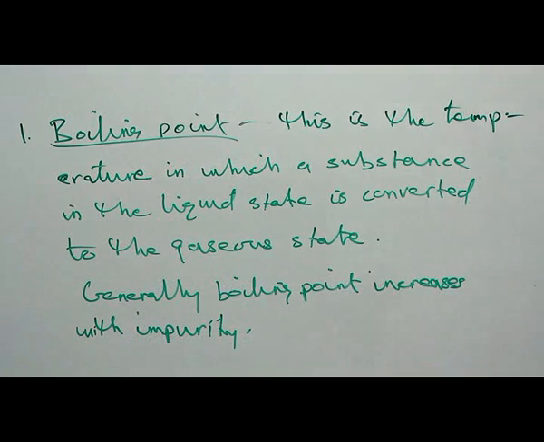The boiling point of a substance is a criterion to determine the purity of a substance. All pure substances have fixed boiling points. But when the substance is impure, the boiling point increases. Thus, boiling point increases with impurity.